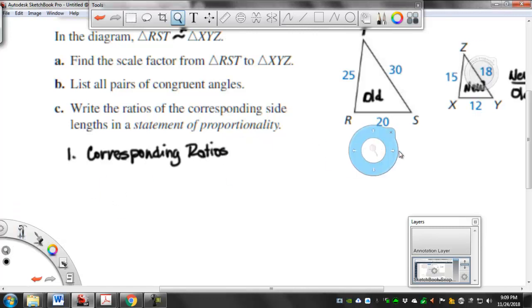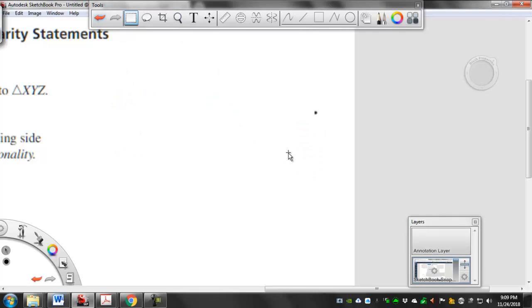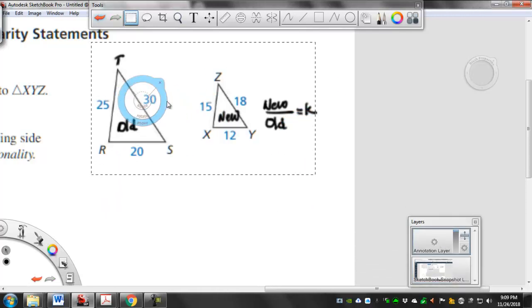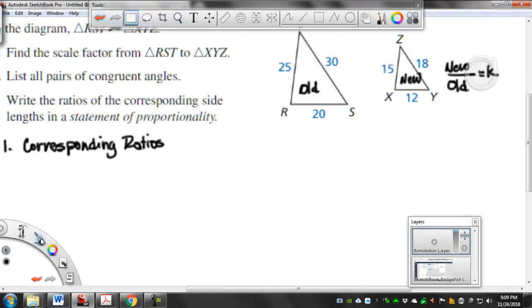So if you take a closer look at this diagram here, let me go ahead and erase this. So if I look at side RS, it's the bottom. You can see that both these triangles are oriented on the page in the same way. The smallest sides to the down, the most slanted sides to the right, and to the left is the other side. So RS corresponds to XY. So I'm going to write a similarity statement with the corresponding ratios. I'll have XY.